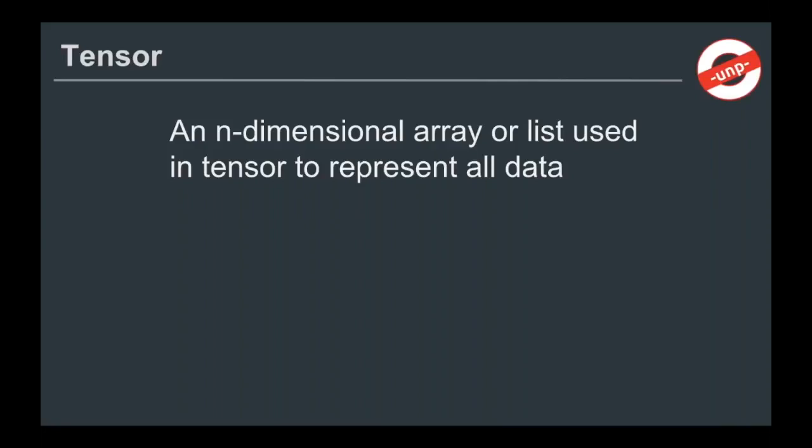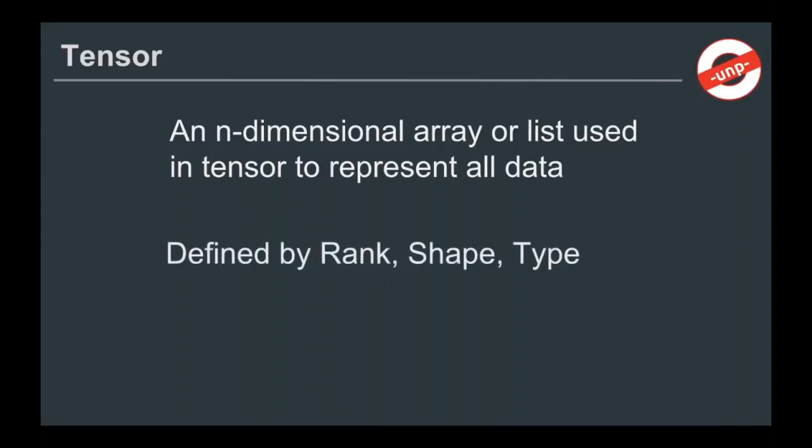If it's 0-dimensional, it's a scalar. If it's 1-dimensional, it's a vector. If it's 2-dimensional, it's a matrix. And if it is greater than that, it's simply called a tensor. Now these tensors are defined by the rank, shape, and type. Three things: rank, shape, and type.